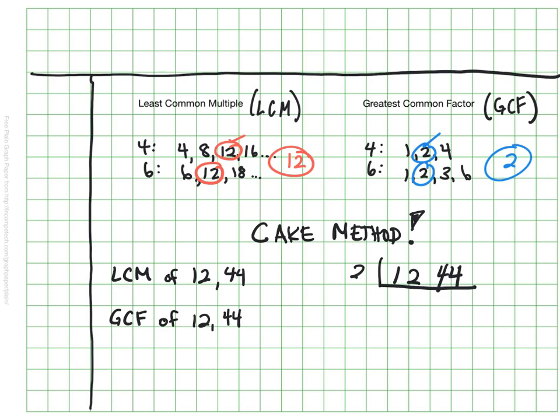So I'm going to say, oh, they can both be divided by 2. And when I do that, 12 divided by 2 is 6. 44 divided by 2 is 22. So I've divided them both by 2, and now this is what's left.